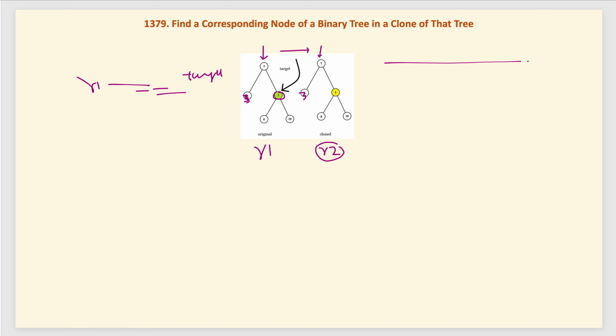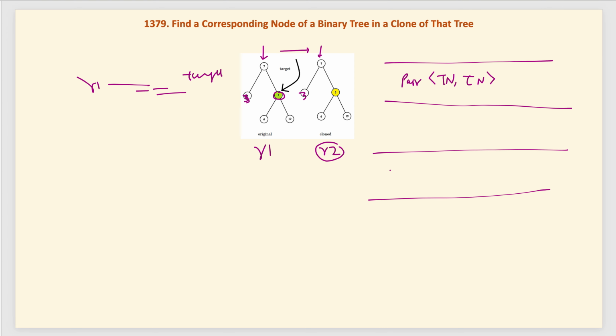Instead of adding only the tree node in the queue, we will add a pair of tree nodes: the first one is the original node and the corresponding node from the clone tree. So when we start, there is nothing in the queue. We will add the pair R1 comma R2, then we will fetch it out.